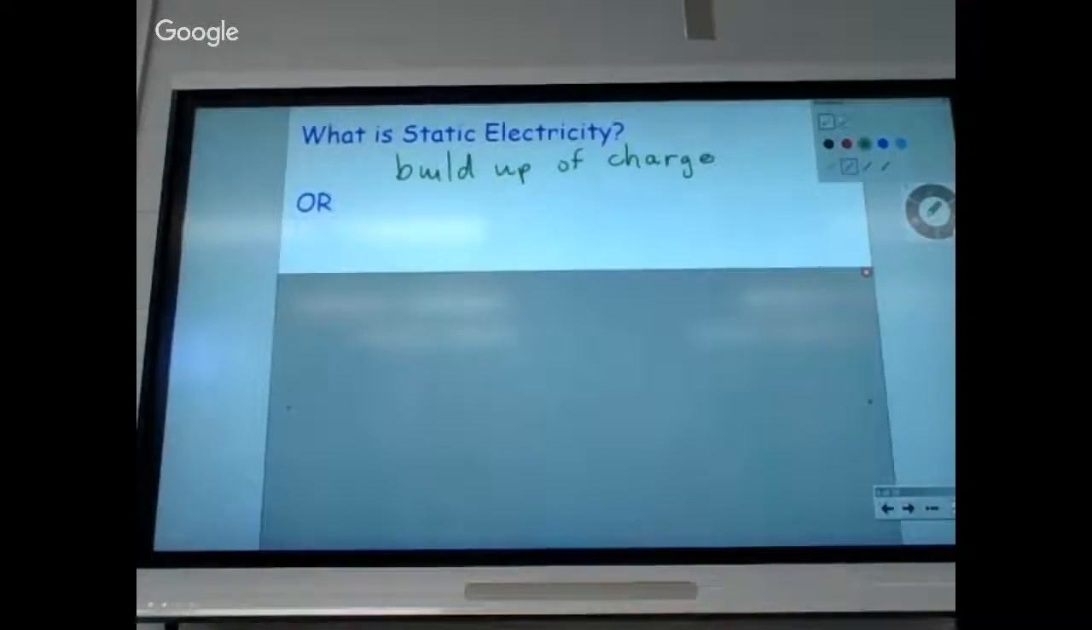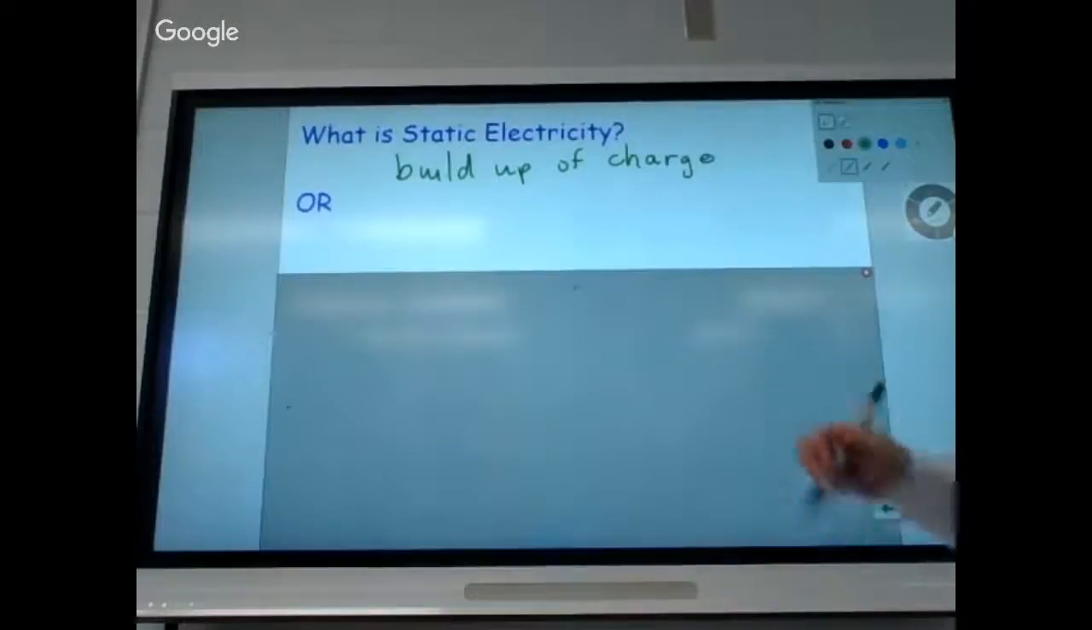If I throw clothes in the dryer, turn the dryer on, clothes rub up against one another, they build up charge. Or a balloon. If I take a balloon, rub it on my head, walk over there and rub it on Anna Lucia's or Virginia's head, I make static electricity. Now, that's one way to talk about static electricity.